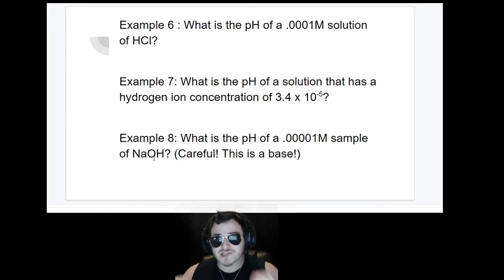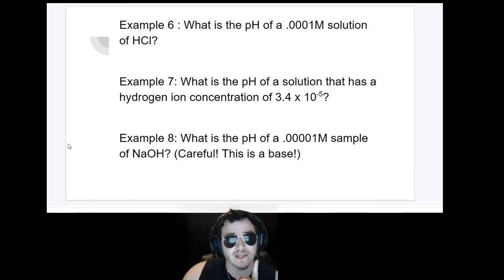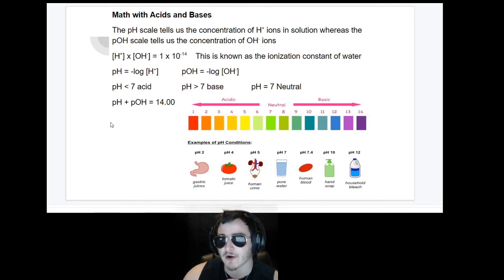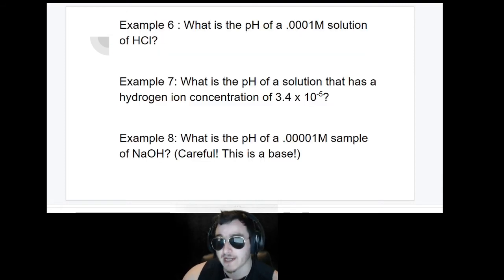It separates into Na+ and OH-. Well, what can we solve utilizing the concentration of OH-? What can we solve for? Let's look back at our equations. If I have the concentration of OH-, I can solve for the pOH. And then I can utilize the relationship between pH and pOH to solve for pH. So this one is a two-step process. You have to pay attention to the substance that you are beginning with. So let's look at those on the board now.